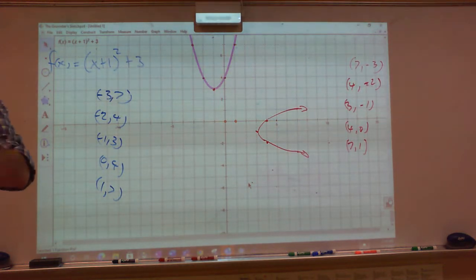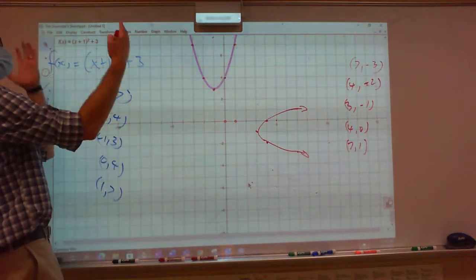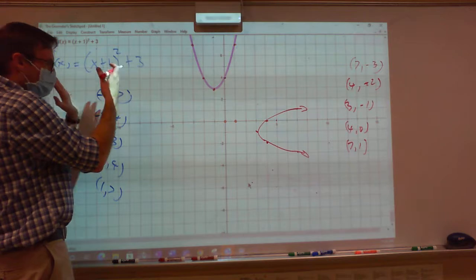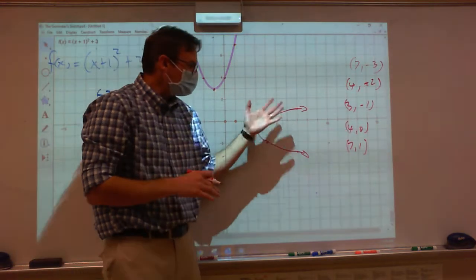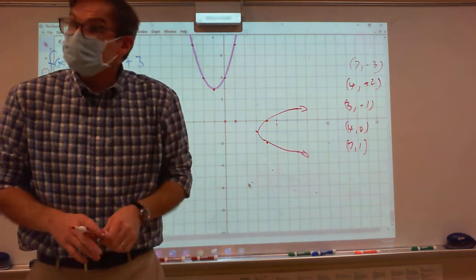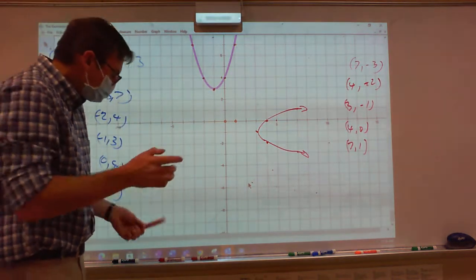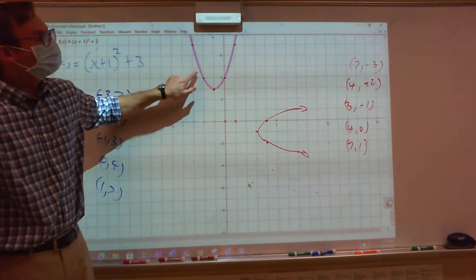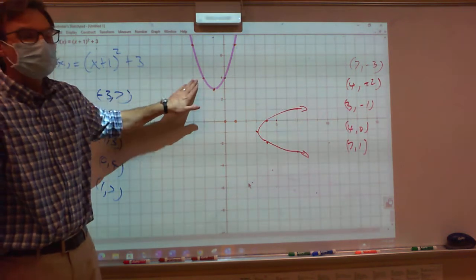All right. What have we done? Well, I gave you a function. I said plot some dots, get some dots, swap x's and y's, and now connect them in order. Well, now I've got some questions. My first question is about this thing. If I look at my original parabola, is this a function?